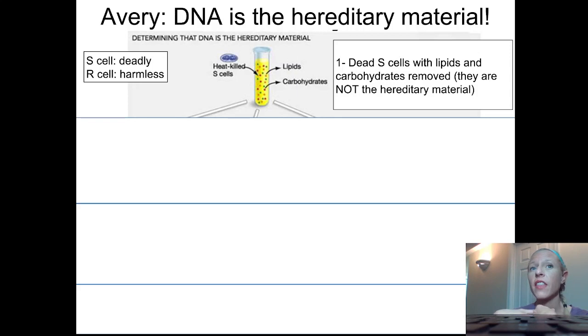wanted to test to prove or show that DNA is the material that is responsible for heredity and was causing this phenomenon of transformation. So, first, what they did was they took heat-killed S cells and had them remove the lipids and the carbohydrates. So we just have heat-killed dead S cells with lipids and carbohydrates removed. We know that lipids and carbohydrates are not the hereditary material.